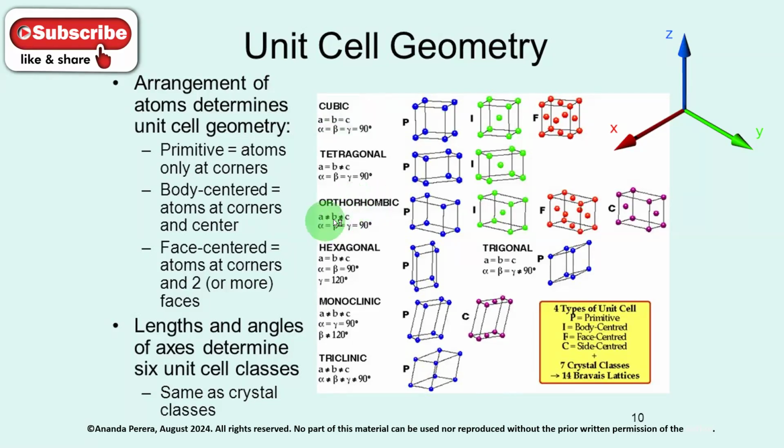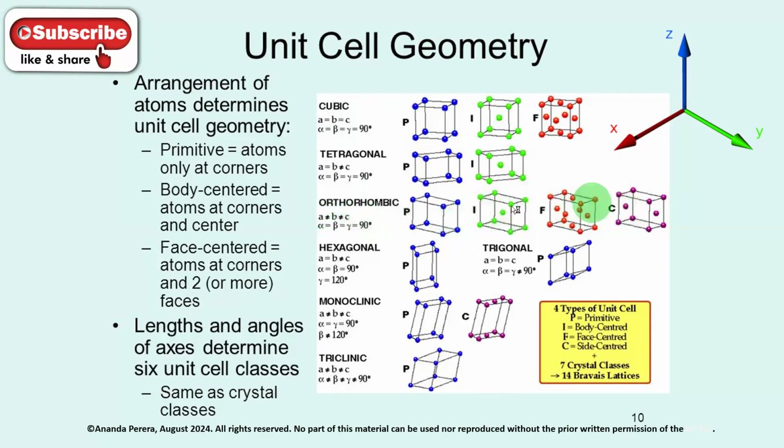Orthorhombic means A, B, and C all the measurements are different, not equal. In cubic size, A, B, and C are equal. But when it is becoming orthorhombic, the only difference is that A, B, and C lengths are different, not equal. But alpha, beta, gamma are all 90 degrees, like cubic and tetragonal. In cubic, ABC are equal. In orthorhombic, ABC are not equal. But the angles are 90 degrees.